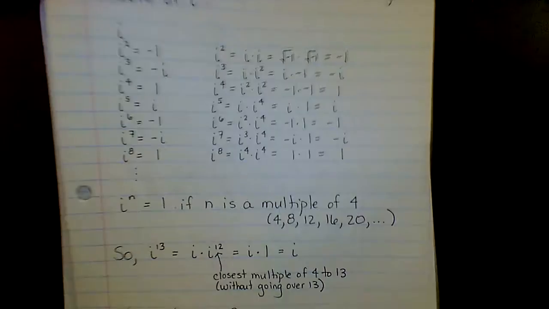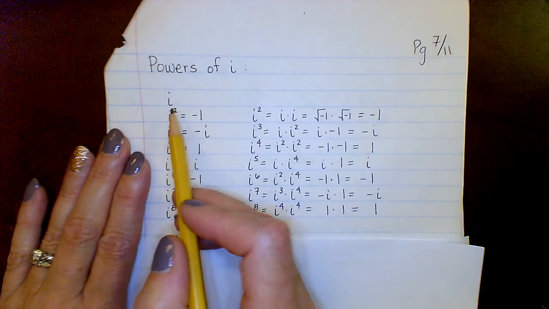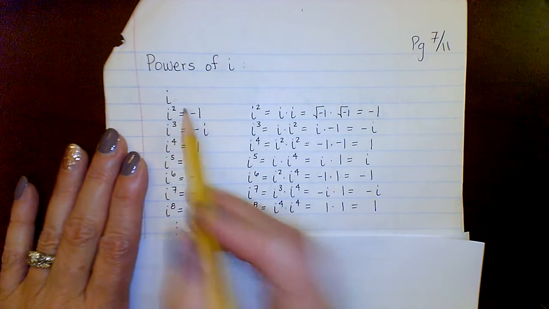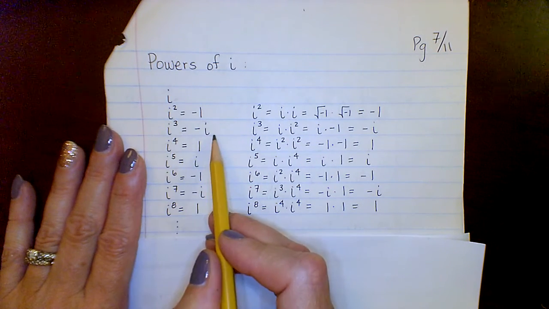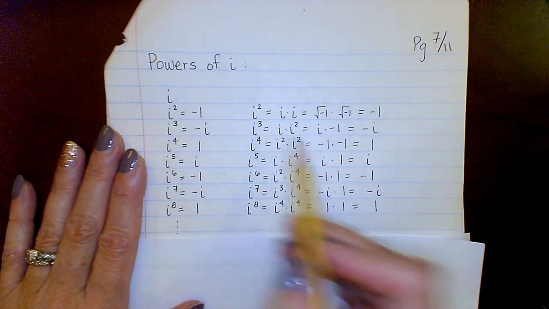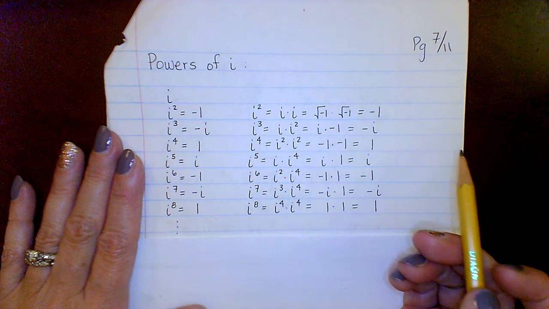Okey-dokey. Let's talk about exponents on i. When we talk about the powers of i, this looks like a whole bunch of mess, just a whole bunch of ones and i's. We have i. i squared is defined as being negative 1. i cubed is negative i, because it's i times i squared, which is negative 1, so you get negative i.